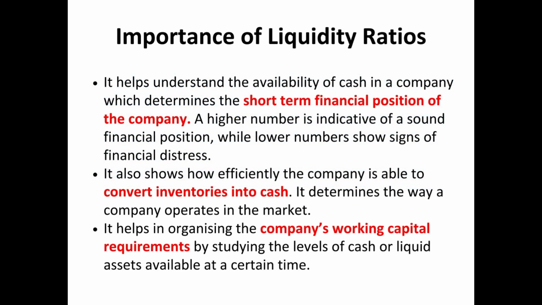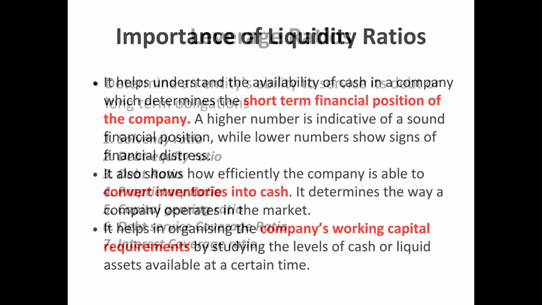Okay, so why do we care about all these ratios? This slide tells us why. It helps understand the availability of cash in a company, which determines the short-term financial position of the company. A higher number is indicative of a sound financial position, while lower numbers show signs of financial distress. It also shows how efficiently the company is able to convert inventories into cash. It determines the way a company operates in the market. And finally, it helps in organizing the company's working capital requirements by studying the levels of cash or liquid assets available at a certain time.